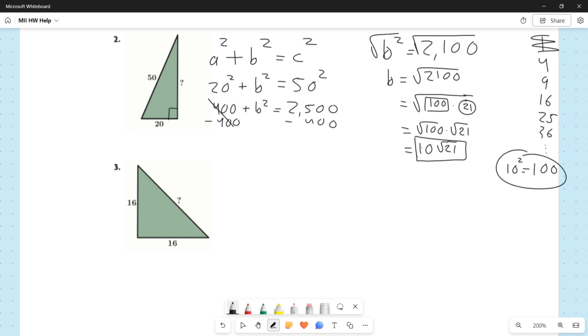And again, we found that by applying the Pythagorean theorem and simplifying the equation, and then we had to simplify our square root using the method that was just described.